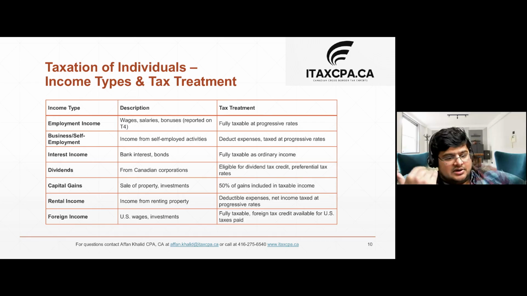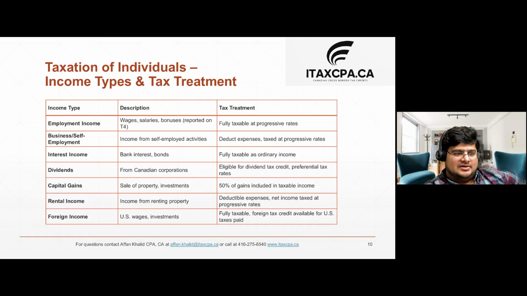They are allowed to deduct all the business expenses that are directly related to the business. They should be allowed to deduct that. But any income, that is their net profit, will be fully taxable at the progressive rates. Okay, but you're allowed to deduct business expenses.